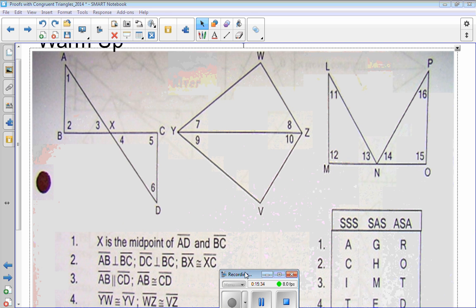Go ahead and look at each of the 4 problems. Let's just start with problem number 1. Let me just kind of cover it up.